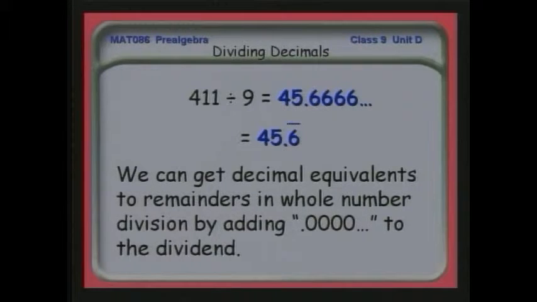Well, we can get decimal equivalents and get them as remainders, and what we need to do is add 0.0000 to the dividend. So if you see a division by whole numbers that's not going to work out evenly, you can change it to decimals just by putting the decimal equivalent of 0 in, 0.0000, and you can keep it going as long as you want and then be able to do that math.